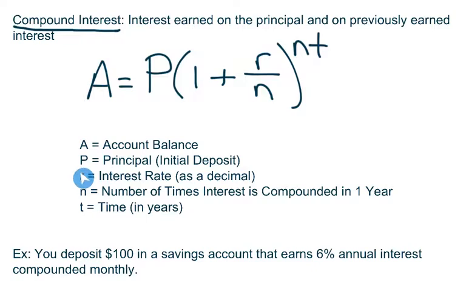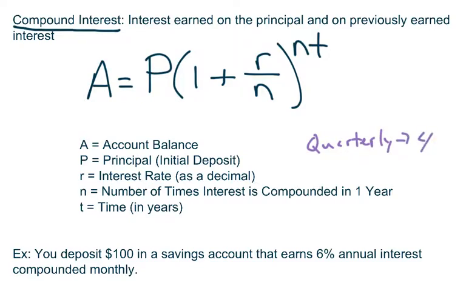P is your initial deposit, or it's called the principal. That's why it's labeled P, principal. It's what you initially put in the bank. Okay, your r is your interest rate, and again, your rate needs to be as a decimal, so if you get 6%, that needs to be 0.06. The one people struggle with initially is your n value, the number of times interest is compounded in 1 year. So if we said quarterly, that would be an n value of 4.